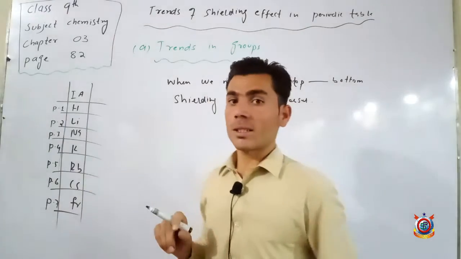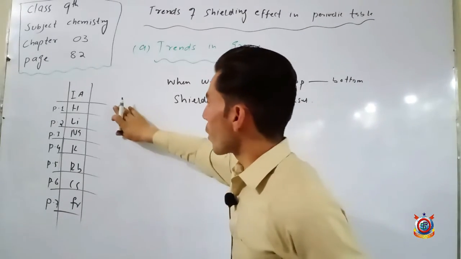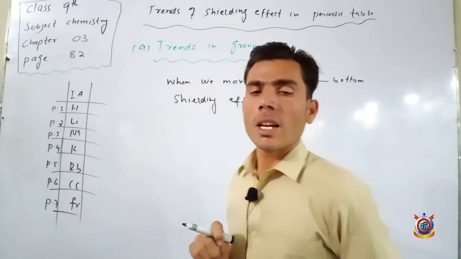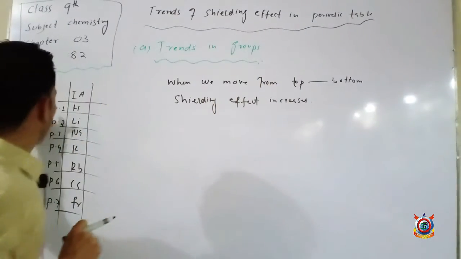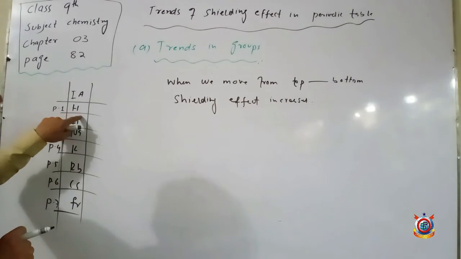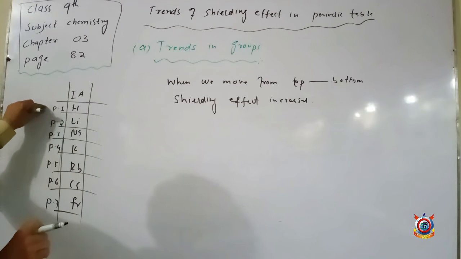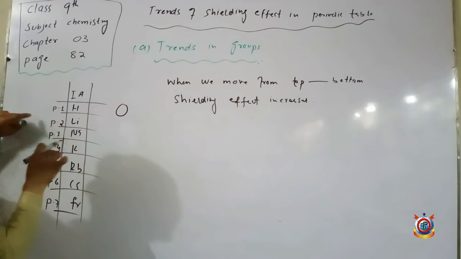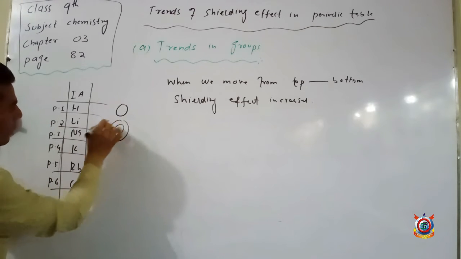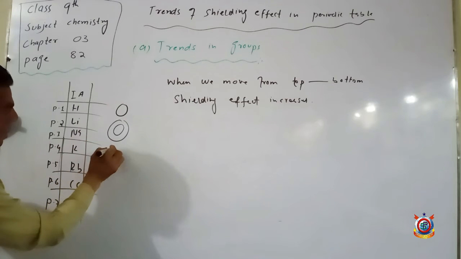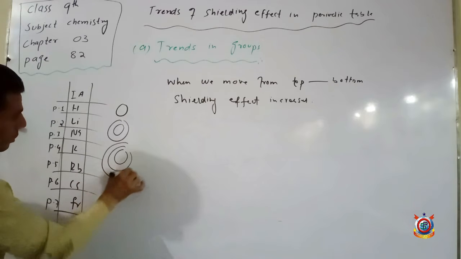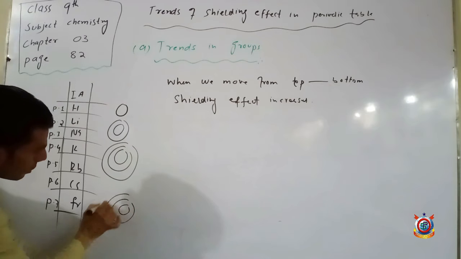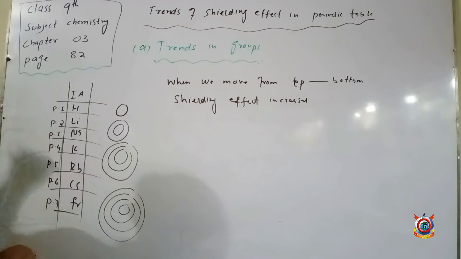The shielding effect increases, because as we know, when we move from top to bottom, shell after shell is added in each period. I have already told you that the period number indicates the number of shells. Elements present in period first have one shell, in period second they have two shells, and in period third they have three shells. So when we move from top to bottom, the number of shells increases.